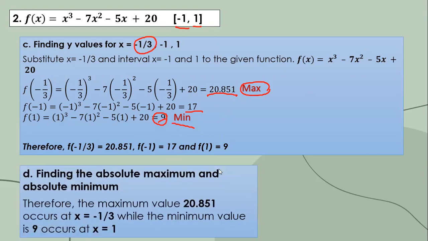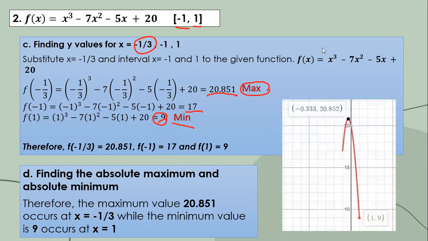Okay? So, for our conclusion, therefore, the maximum value 20.851 occurs at x is equal to negative 1/3, while the minimum value is at 9, okay? And it occurs at x is equal to 1. Okay, for our graph, here it is.